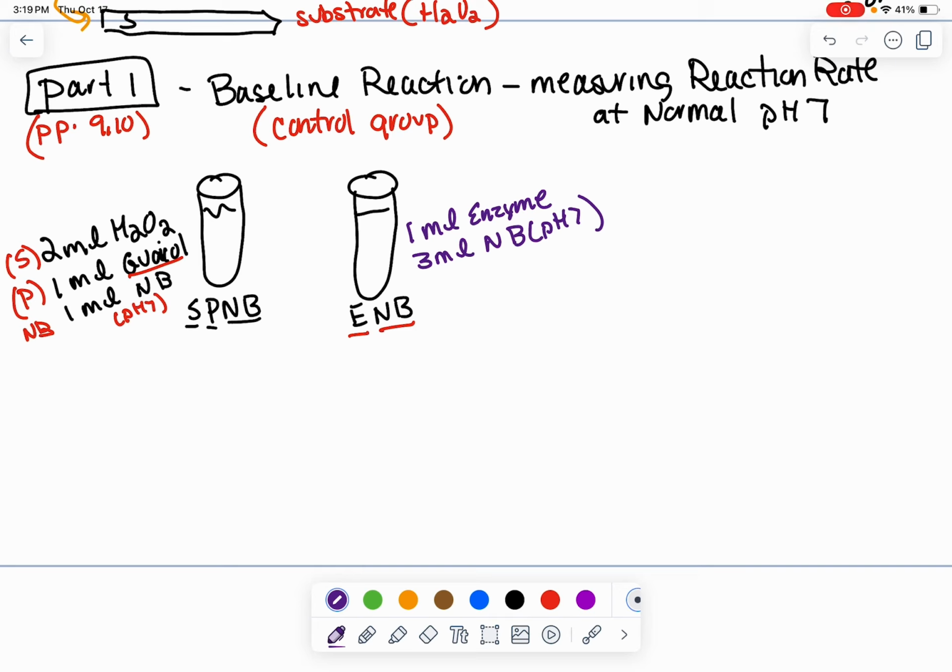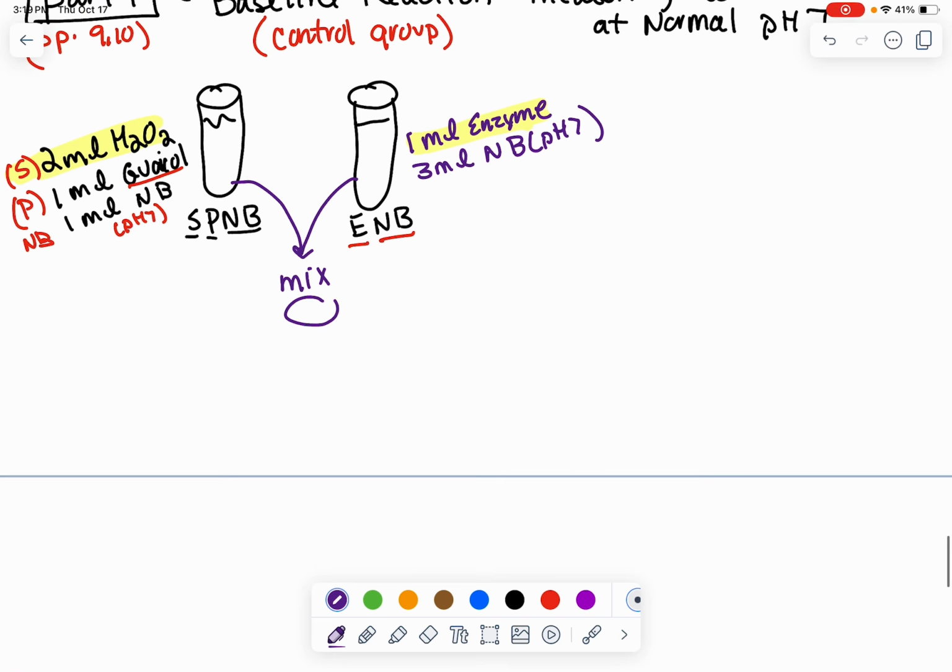Think about why we put these separate. Here's my substrate, my peroxide. Here's my enzyme. As soon as I put them in the same tube, the reaction's going to start. So they have you start out with 2 separate tubes, and then when you're ready, you mix them. I think it tells you to use a pipette, but you can just pour one into the other carefully. As soon as you mix them, the reaction is going to start.